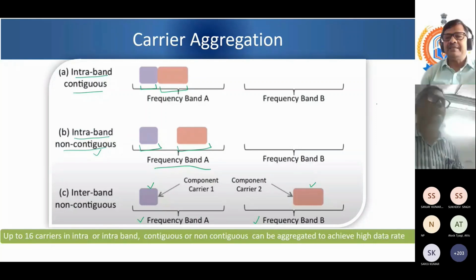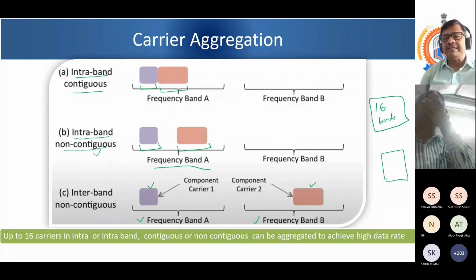And as per the standard, 16 bands can be aggregated. Theoretically, 16 bands can be aggregated, but practically that may not be a use case, because in your handset, how many antennas can I pack? Generally there will be 4 antennas. So maybe 2, 3, 4 kinds of spectrum can be carrier aggregated. But theoretically it can go up to 16. So if there are use cases, they can actually go.